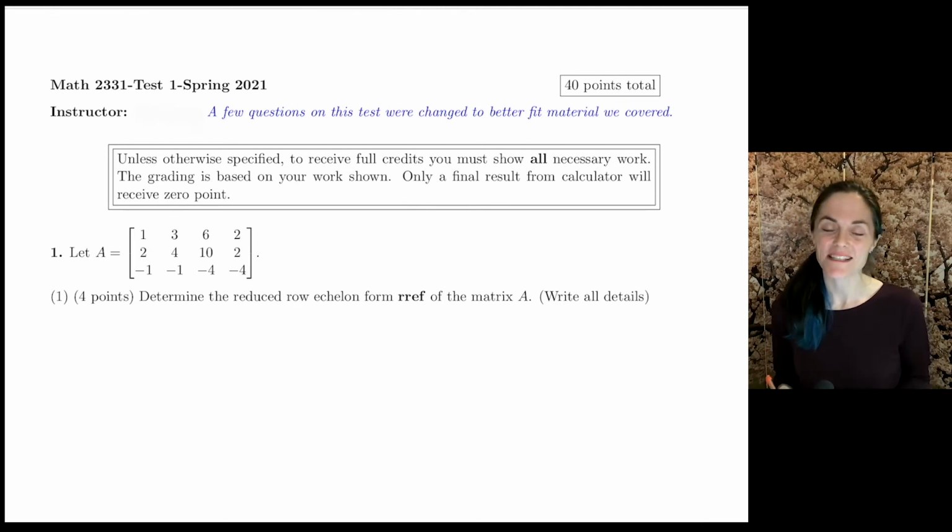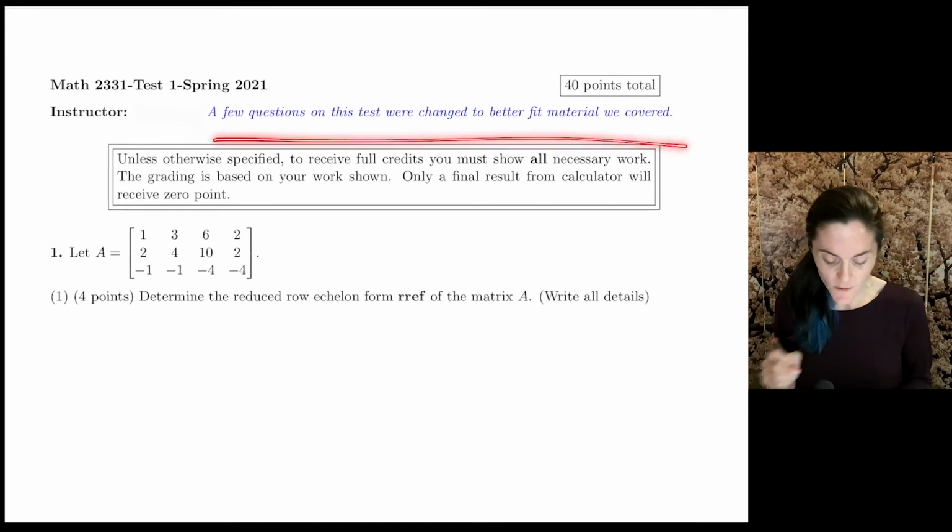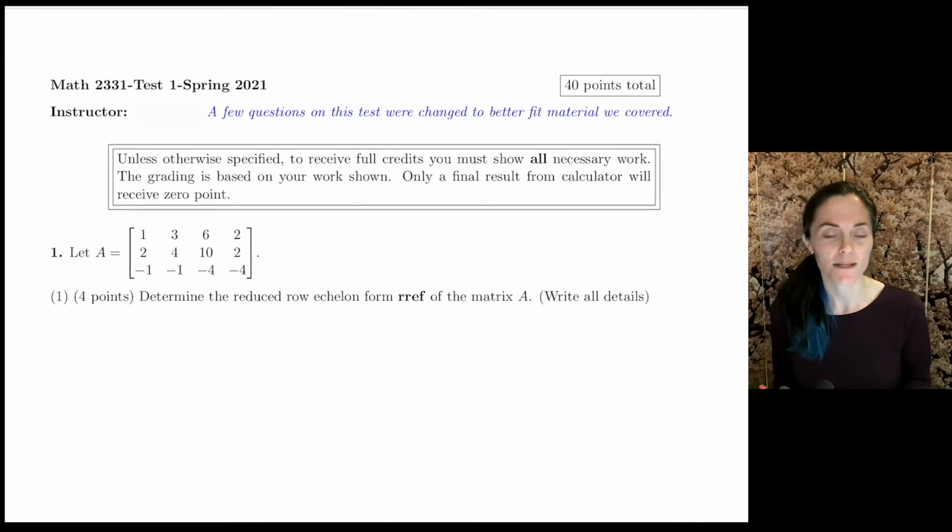Hello, linear algebra students. We're going to go over this test 1 from spring 2021. This test came from a different professor, but it is a wonderful part of our studying for our first test. I will just say that I changed a few questions to better fit the material we covered. It's a great practice. So here we go.